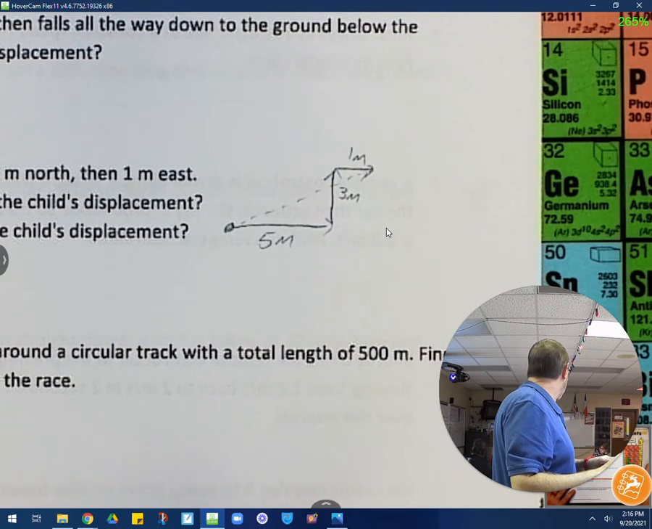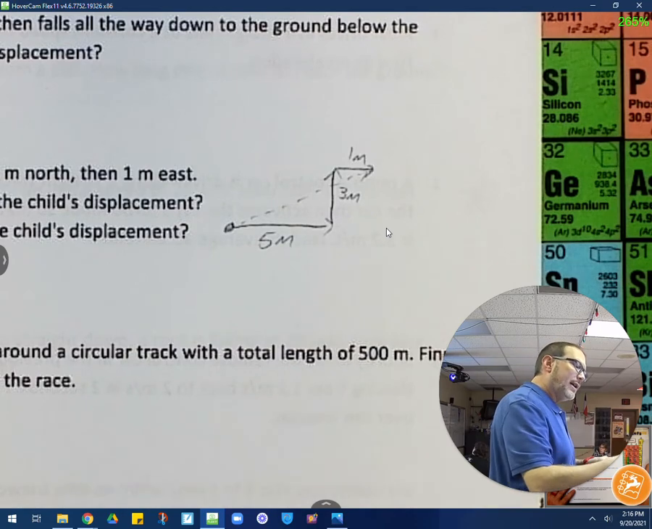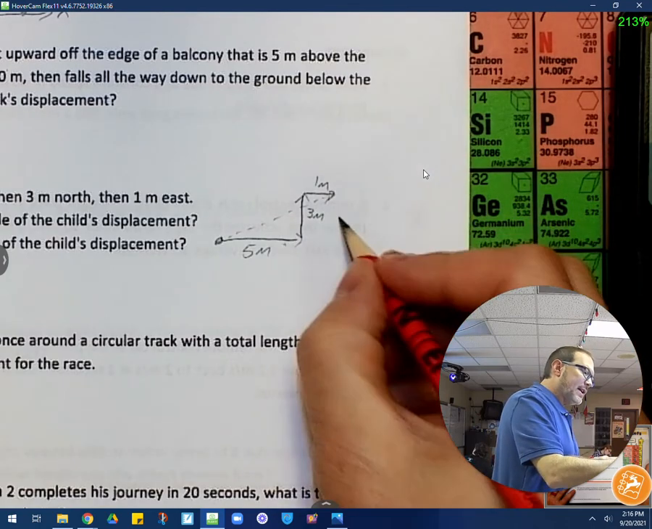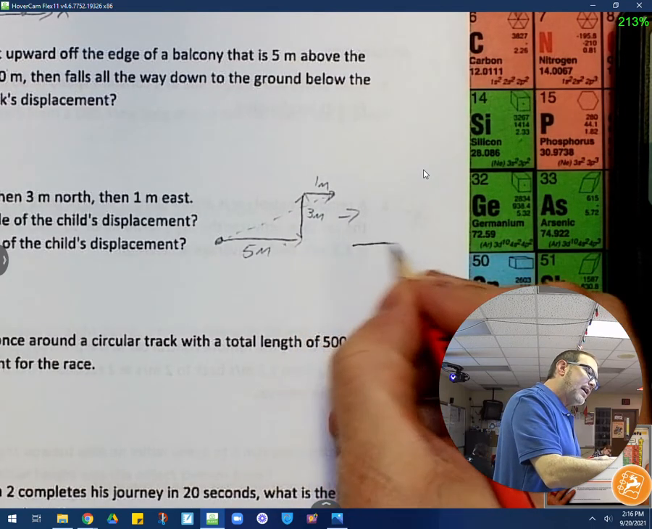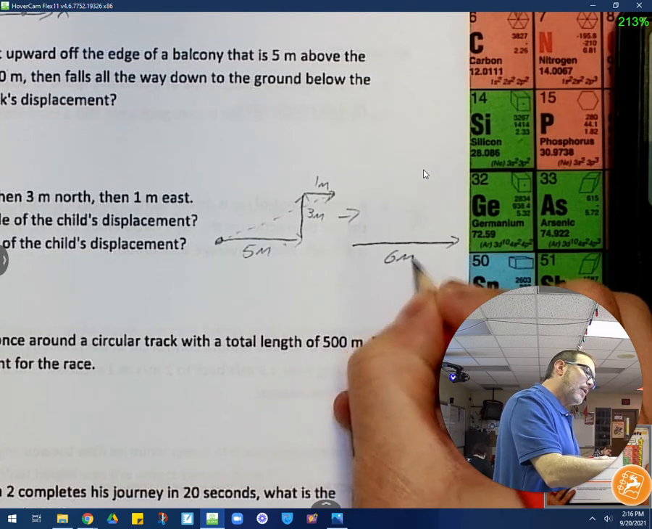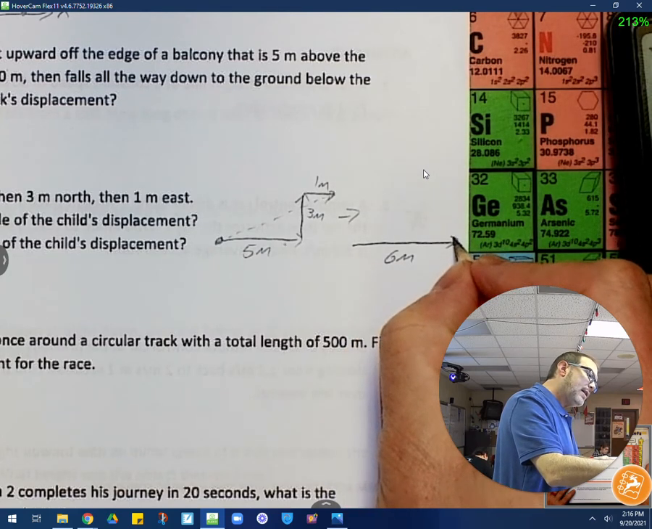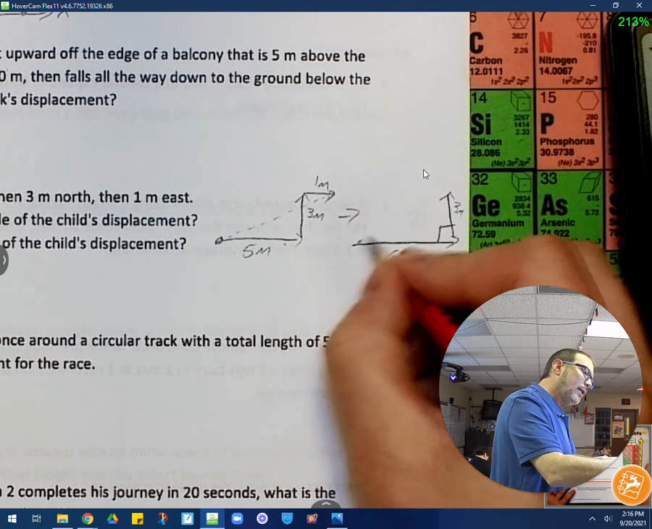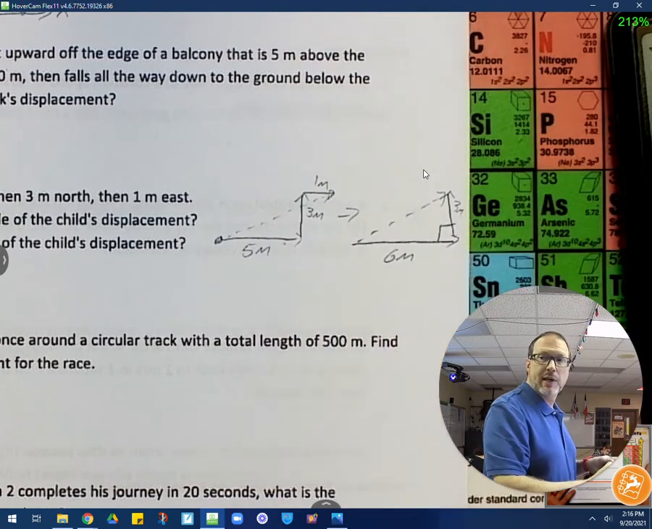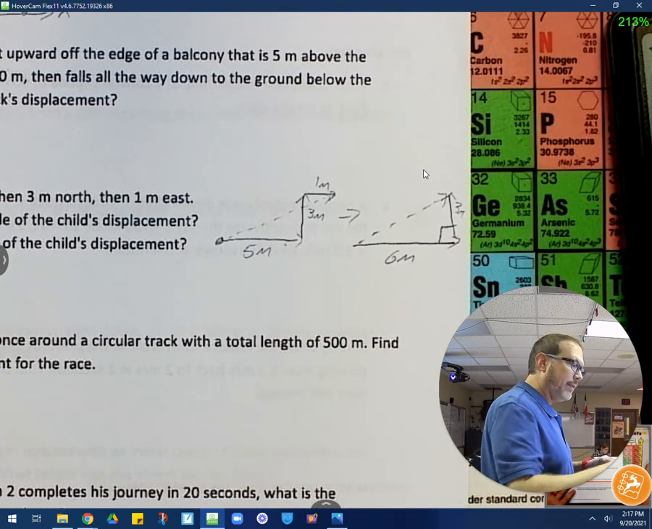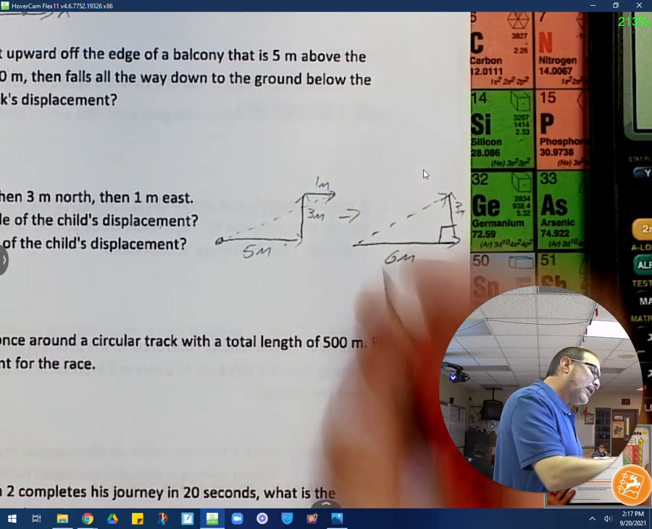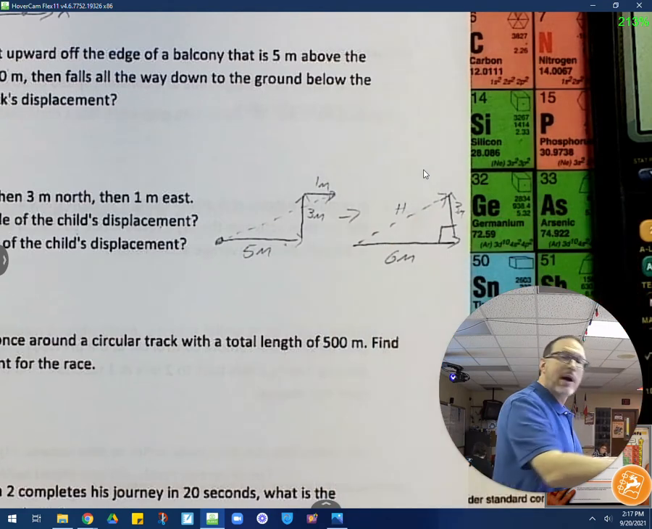Because remember, when we add vectors, it doesn't really matter what order we add them in. So I could take this 1 and add it to my 5, and I could actually have 6 meters going east and 3 meters going north. We're going to pretend that's a right angle because that would let us make a right triangle. And so if I want to find the magnitude of the displacement, what I'm looking for is the size of the hypotenuse right there.